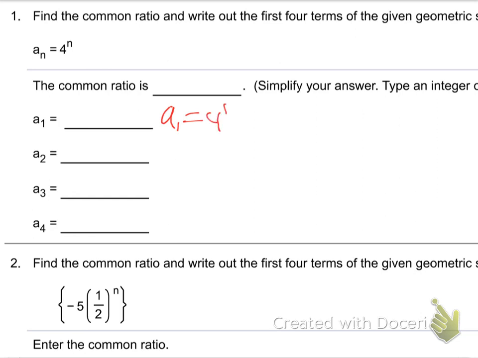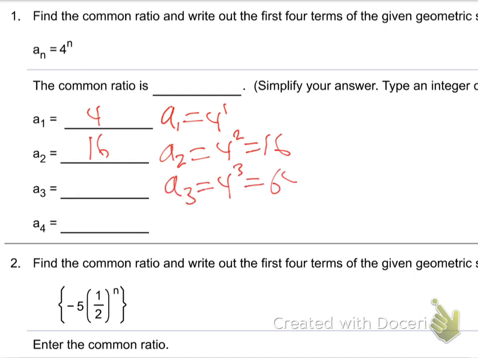So that'd be 4 to the 1, which is 4, right? We good there? And then plug in 2, which is 4 to the 2nd, better known as 16. And then plug in 3, which is 4 to the 3rd, 64. And a sub 4, plug in 4. 4 to the 4th, is that 256? Okay, on the calculators.